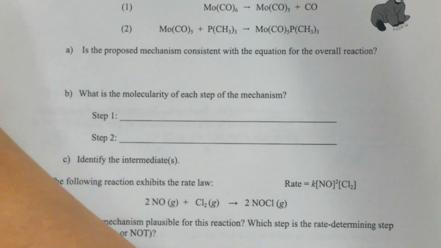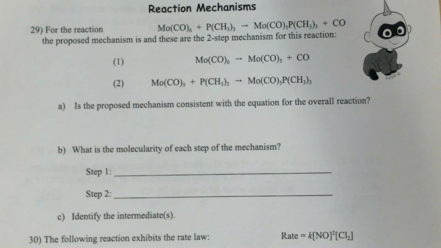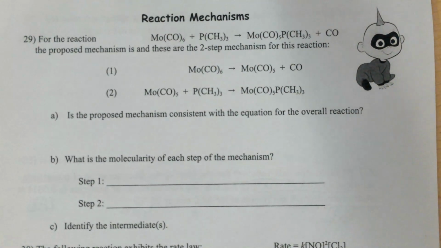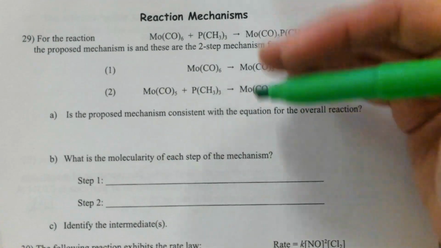All right, so we are going to turn to the back page of the speedy check, number 29. This is, will a reaction actually happen or not, or is this a correct mechanism for this reaction? So this is the reaction I want. I know it's got scary things in it. That's what I want you to get over, it doesn't matter. The proposed mechanism is 2 steps. So you have step 1 here and step 2.